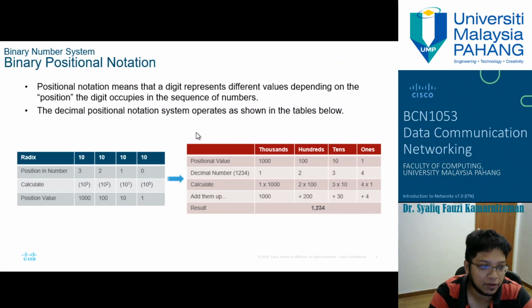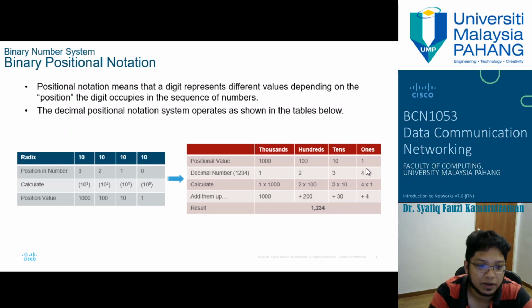Binary has a positional notation. Positional notation means that a digit represents different values depending on the position the digit occupies in the sequence of numbers. The decimal positional notation system operates as shown here. For example, this represents from 1 to 9. This one is the tens, this one is the hundreds, and this one is the thousands. This one is basically the ones.